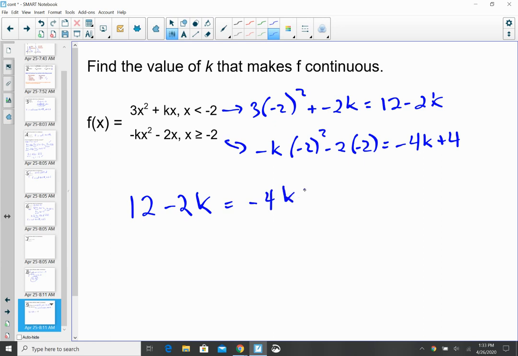Doing this allows the functions to be continuous. So let's see, I'm going to add that 4k on over. We get 2k, subtract the 12 over. We get negative 8, and k equals negative 4.